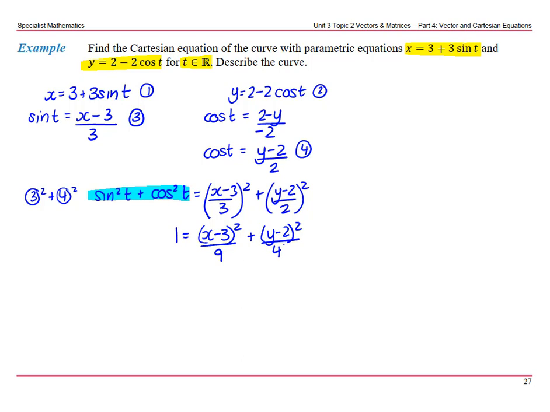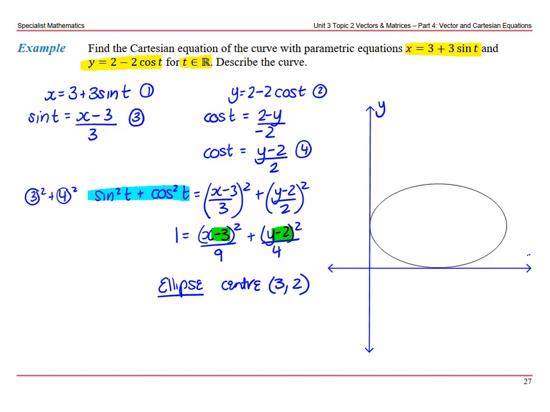And that looks like our ellipse equation, which we've been talking about. So it's an ellipse. The center is given by what's happening with the x and y. So that'll be 3, 2. In regards to what it looks like if I sketched it.